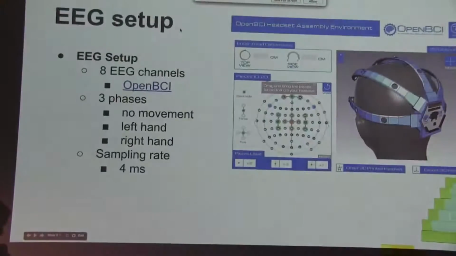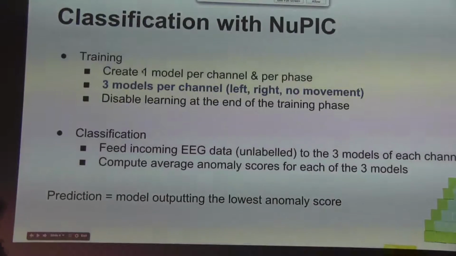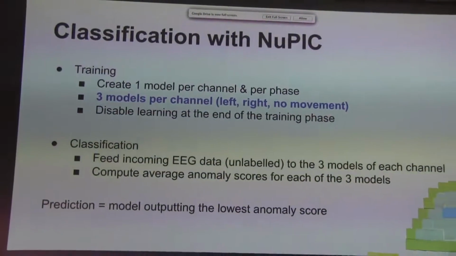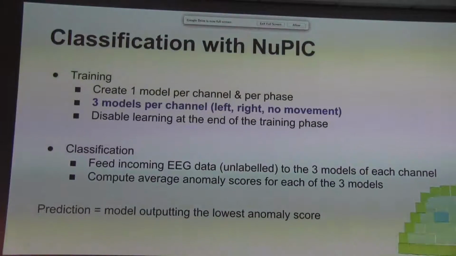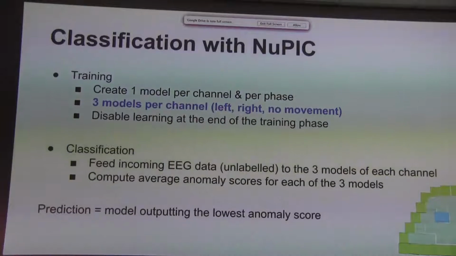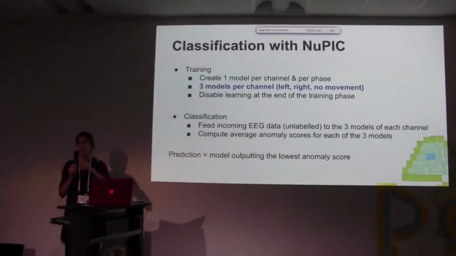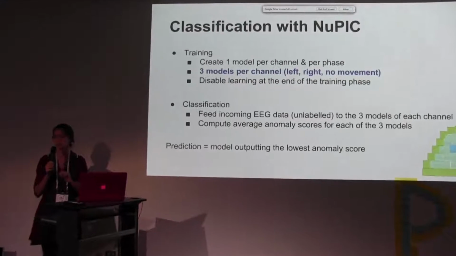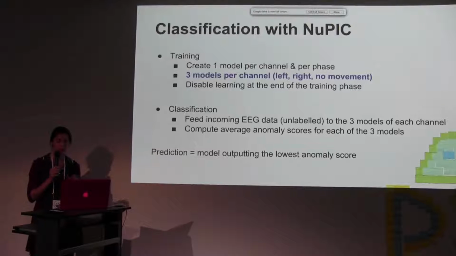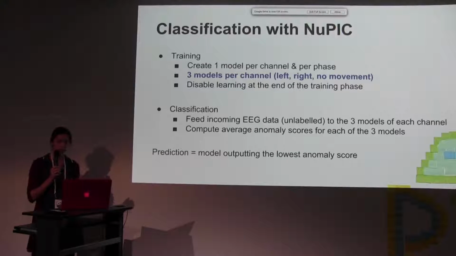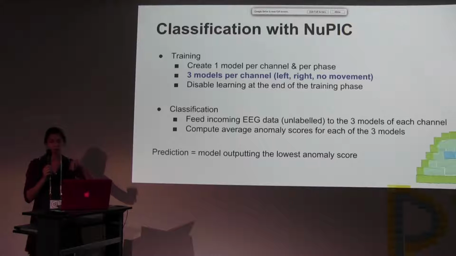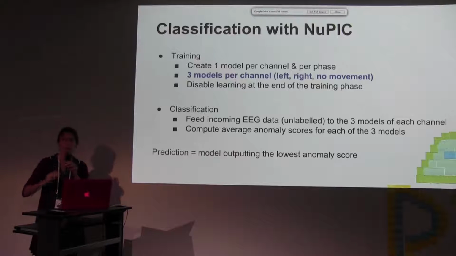I guess I can show you a demo of how NuPIC did. Actually, before that, I want to explain a little bit how I massaged the data. Talking with the Numenta people, I got a couple of insights about how I could do that. The idea is to create one model per channel per phase, so left, right, no movement, so 3 models per channel. Then we disable the learning at the end of each phase, so that when we feed in new incoming EEG data, we can see whether the anomaly rate is high or low, and pick the model that gives the smallest anomaly rate, averaged over this period. This is how I made predictions with NuPIC, feeding EEG data to the 3 models per channel, no movement, left, right, and seeing which one had the lowest average anomaly score.